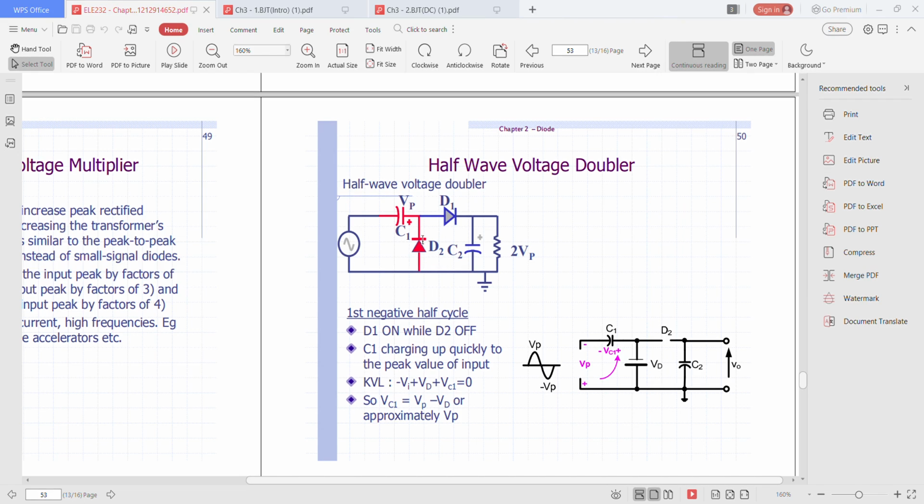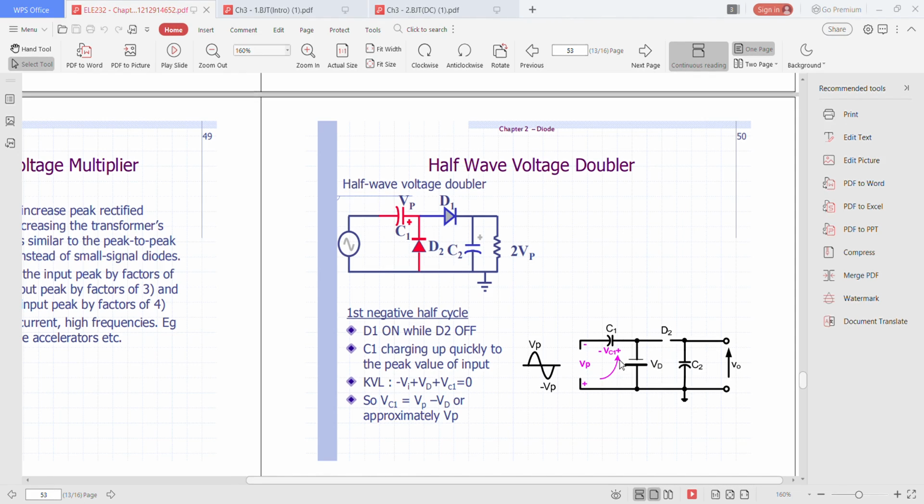Okay, in the notes that have been given, D2 should be D1 and D1 should be D2. So this is an error. So I need you guys to make a correction due to this error. So the analysis involved during the negative half cycle is that D1 will be on and D2 will be off due to reverse bias.